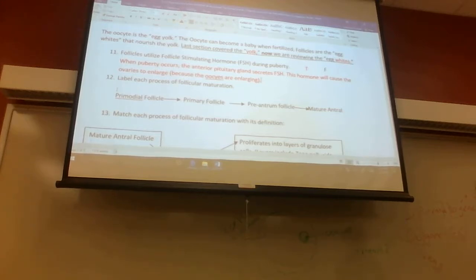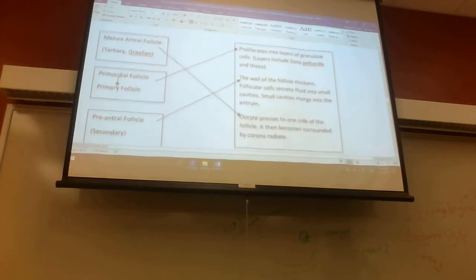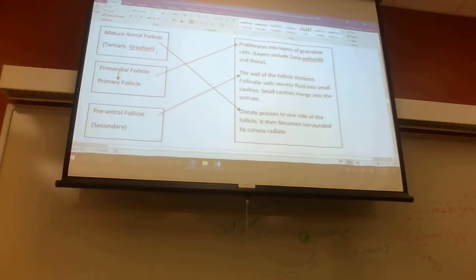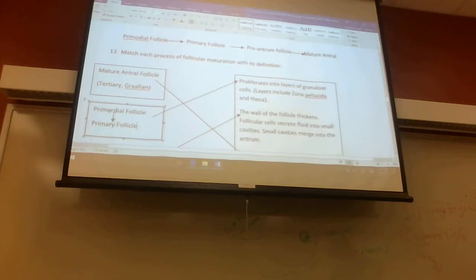So we're going to go through these. These are just words, but this is the process. So if you're looking at your notes, this is clear cut: step 1, step 2, step 3. These are the definitions. Okay, so this is the first one, like we saw up here. This is the third one.